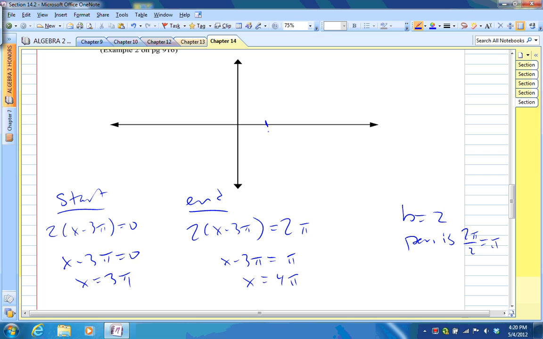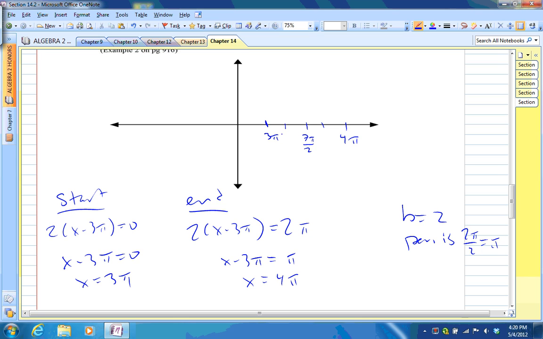So let's say that's 3 pi. Let's say that's 4 pi. Chop it up like we do here. That will be 7 pi over 2, because that's 3.5.